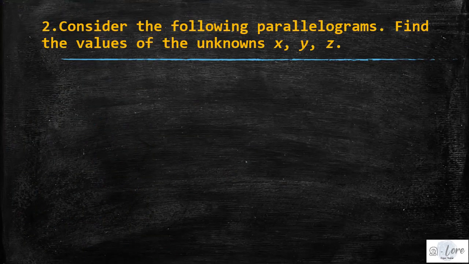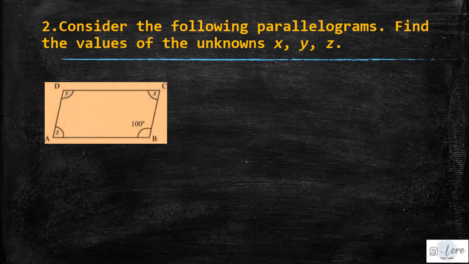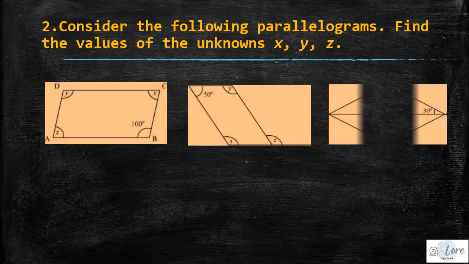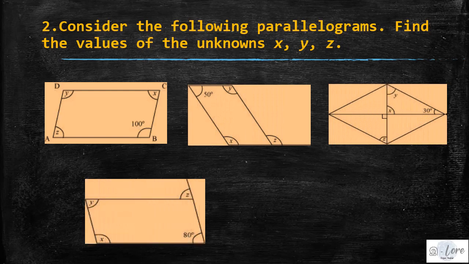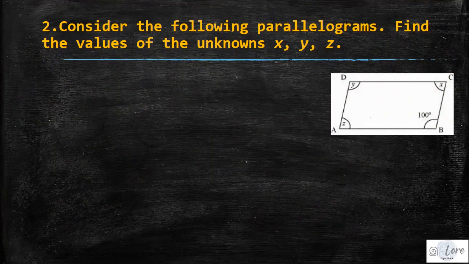Come to the second problem. Consider the following parallelograms. Find the values of the unknowns x, y and z. It is clearly given that each is a parallelogram: the first figure ABCD, the second figure, and the third figure are all parallelograms of different types. We are going to apply properties, or linear pair, or exterior angle, whatever we can, and get the answer.